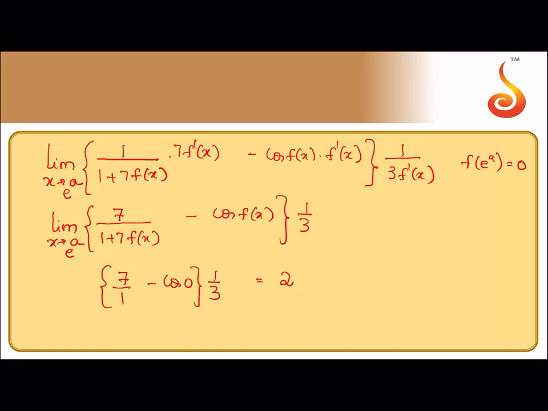So f of e to the power a, we already studied, is equal to 0. So this becomes 0. You get 7 by 1 minus cos 0, divided by 1 by 3. So you get 7 minus 1, 6. 6 by 3 will give you 2. Here we applied L'Hospital rule. There is no other alternative for this.